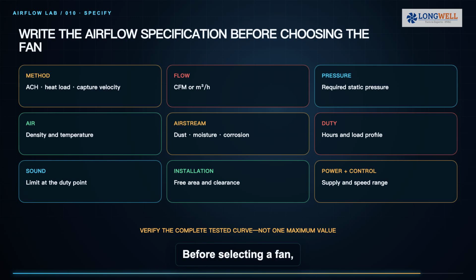Before selecting a fan, document the sizing method, target CFM or cubic meters per hour, required static pressure, air density and temperature, contamination, duty cycle, noise limit, available space, electrical supply, and control range. Then verify the complete tested curve, not one headline value.